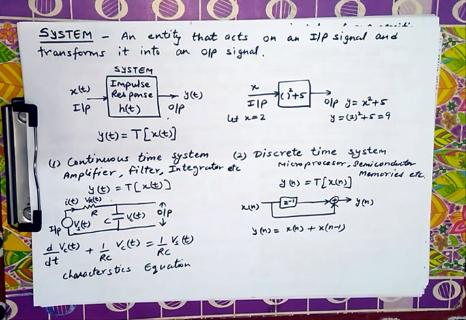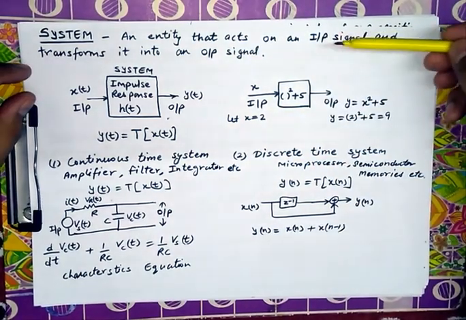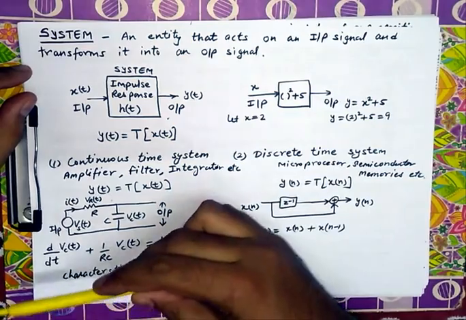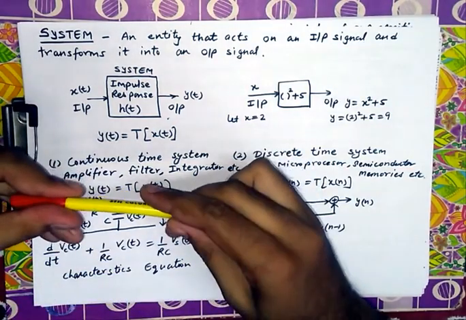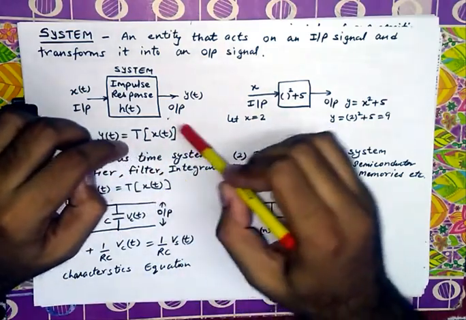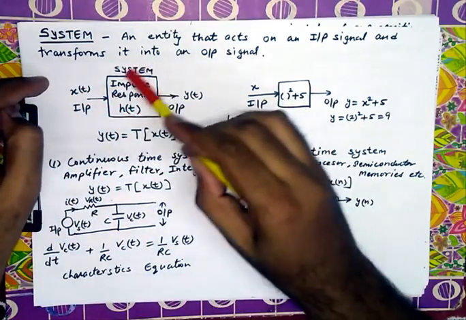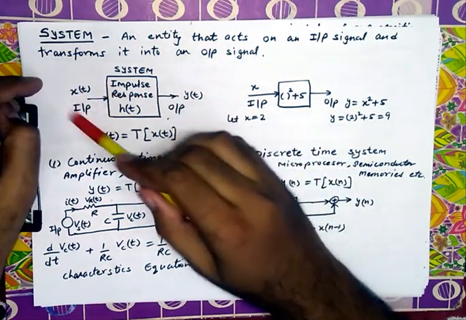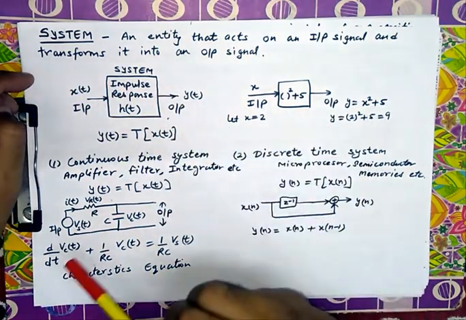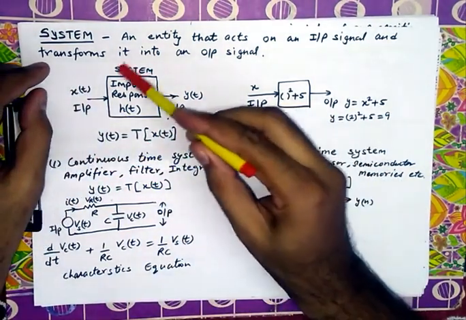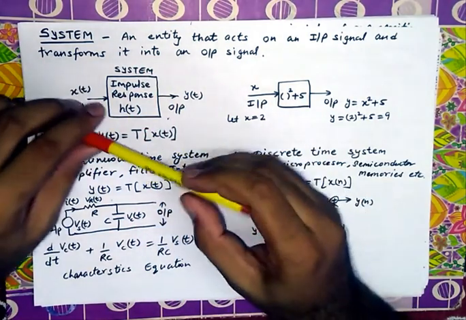A system may be defined as any entity that acts on an input signal and transforms it into an output signal. A system may also be defined as a set of elements which are connected together and produce an output in response to an input signal. This is the second definition. The response or output of a system depends upon the transfer function of the system.